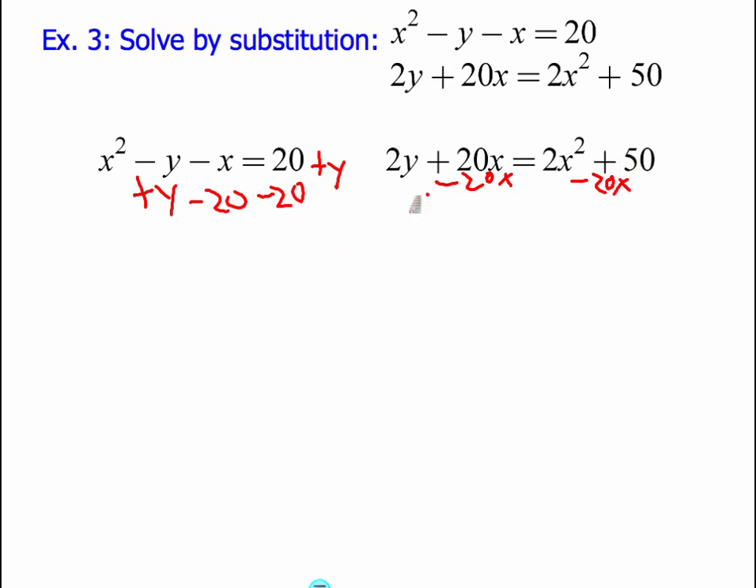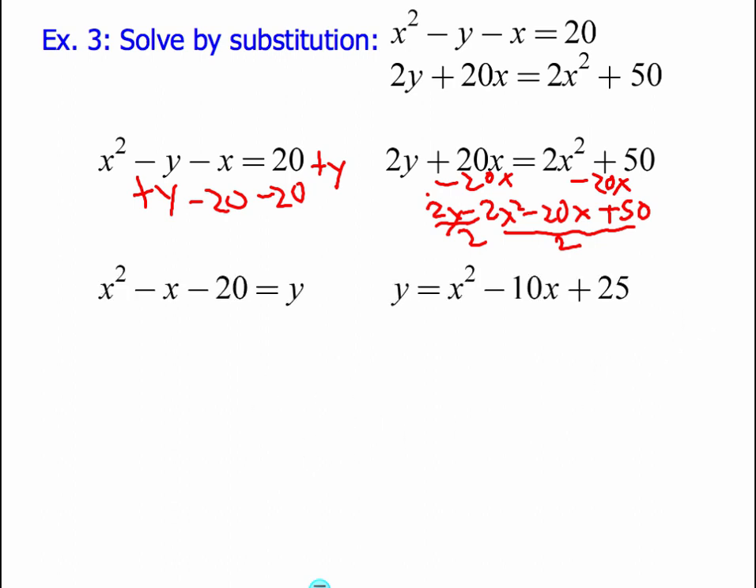And now I'm going to have 2y equals 2x squared minus 20x plus 50. And for this one, I've got to then divide everything by 2 so that y is by itself. So my two new equations are y equals x squared minus x minus 20 over here, and over here y equals x squared minus 10x plus 25.